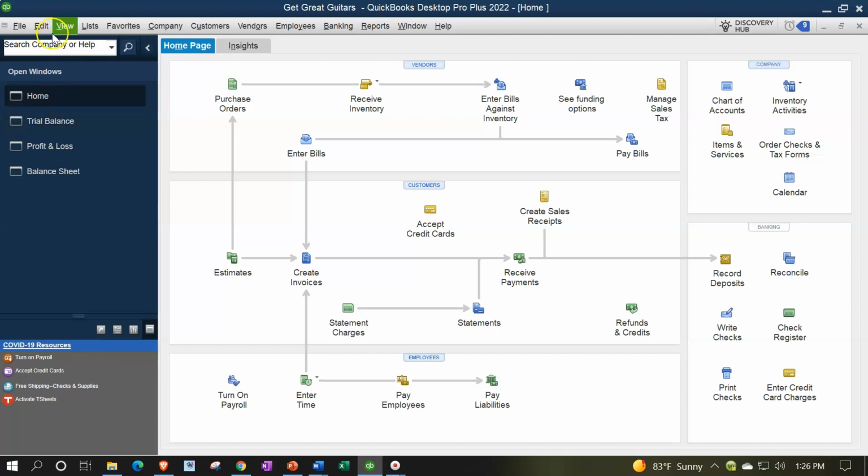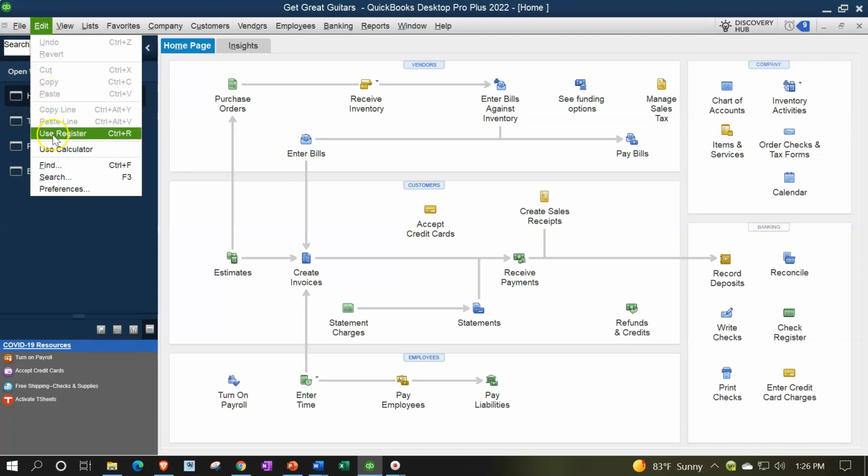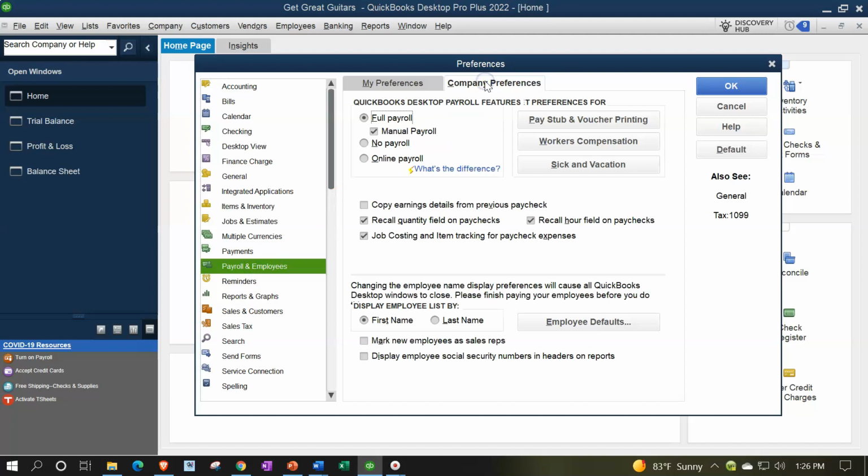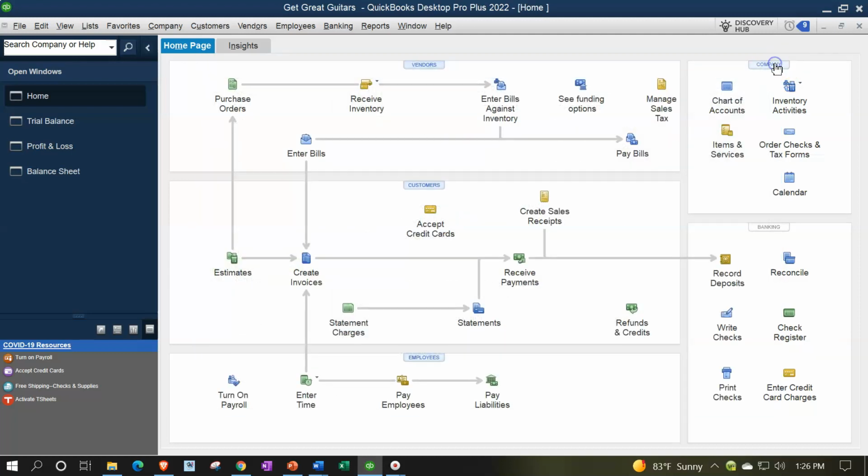So we turned on the payroll by going to the Edit dropdown down to the Preferences, and then we turned on the payroll on the left-hand side, Company Preferences, turned on the payroll. We got the manual payroll on here, so that should be free for the practice problem purposes. Closing this back out.